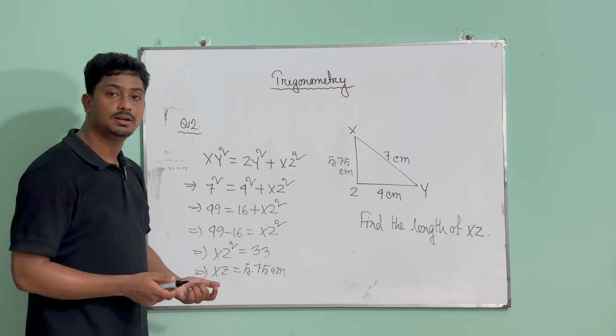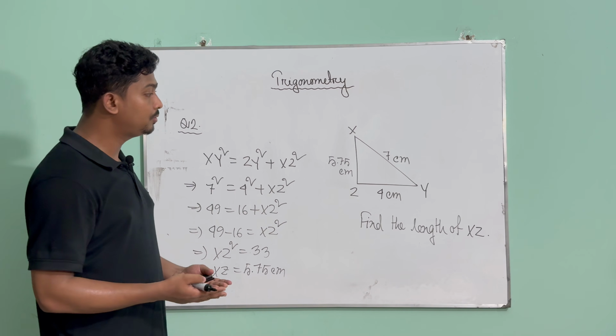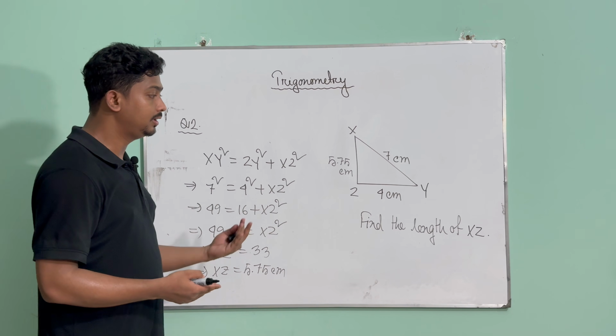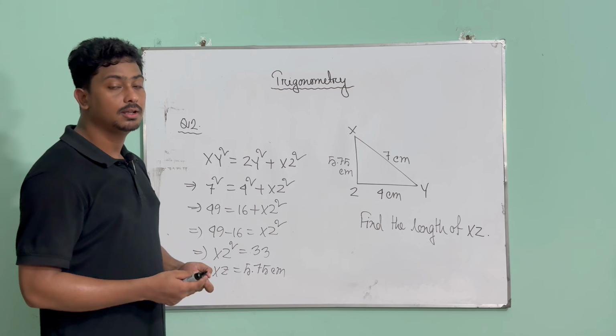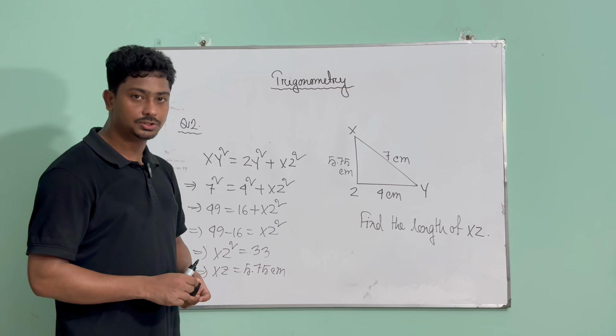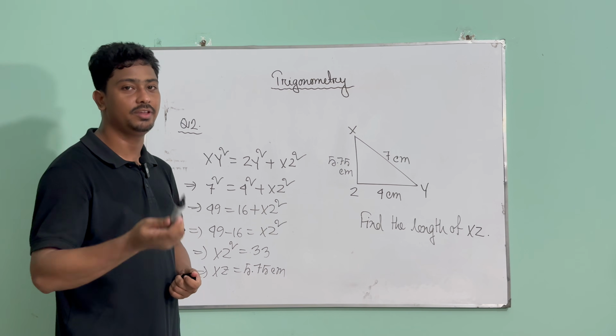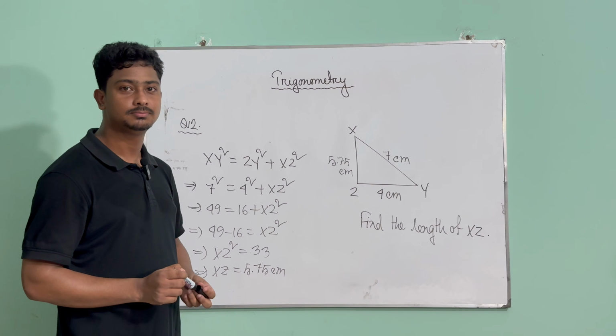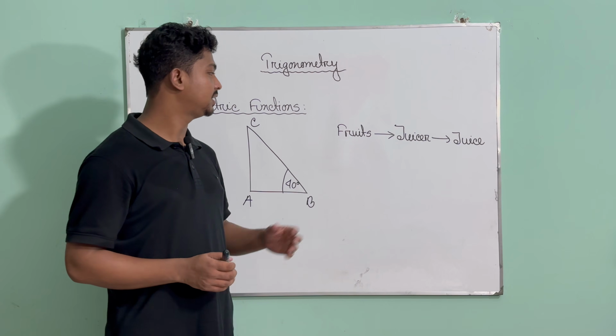Now that the Pythagoras theorem is done, I think it's pretty clear to you. Let's see how we can use the right angle triangle with some trigonometric functions to calculate some more things. Let's go. So let's talk about an analogy first.